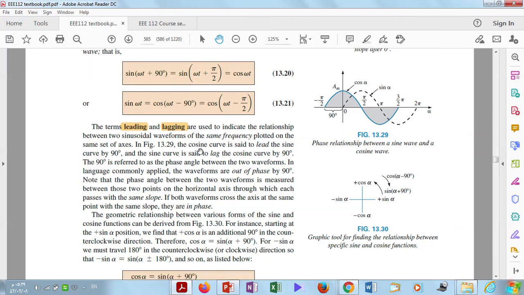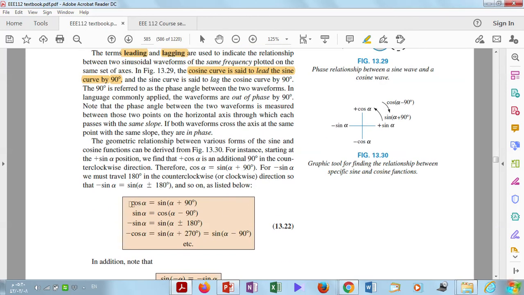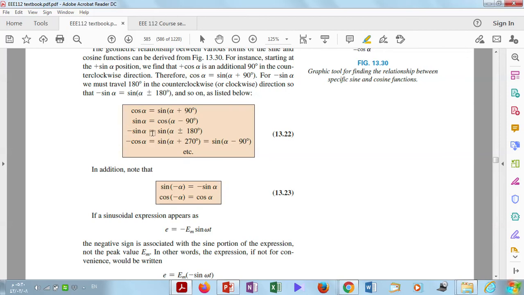You can see here, cosine curve is said to lead sine curve by 90 degrees. We have some properties in math we can use. Cosine alpha equals sine alpha plus 90, sine alpha equals cosine alpha minus 90, as we said here. Minus sine alpha equals sine alpha plus or minus 180, minus cosine alpha equals sine alpha plus 270.